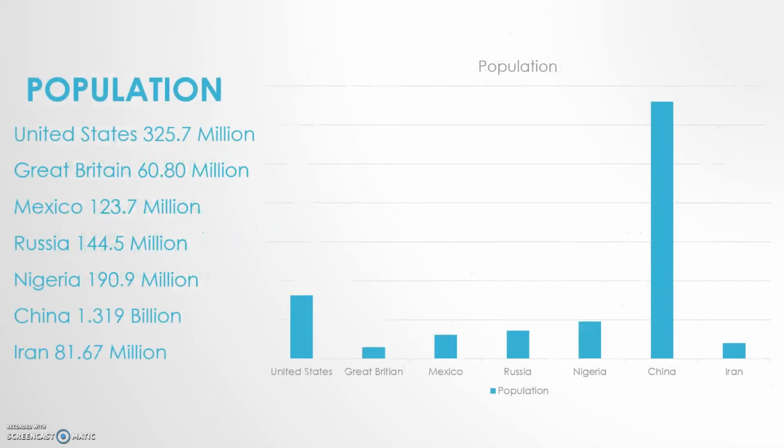I first chose to compare by population. As you can see, the United States has roughly 325 million people. Great Britain has 60 million people, Mexico 123 million people, Russia 144 million people, Nigeria 190 million people, and China 1 billion people, and Iran 81.67 million people. I have a bar graph to the side to show a picture of roughly how diverse each country's population is.